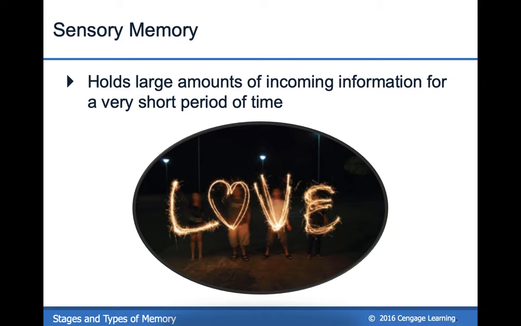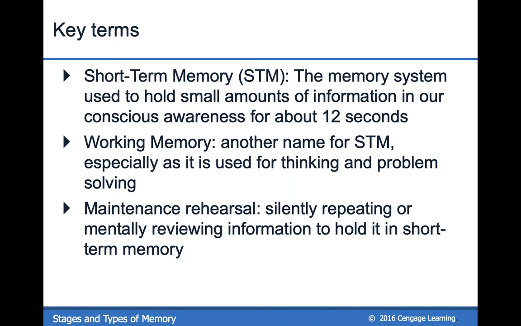Again, so sensory information holds a large amount of incoming information for a very, very short period of time. It happens very fast. And then it moves into our short-term memory system. Also, we're going to abbreviate that as STM. The short-term memory system is used to hold small amounts of information in our conscious awareness for about 12 seconds. It can be more, it can be less, it just depends on what's going on around you in the environment.